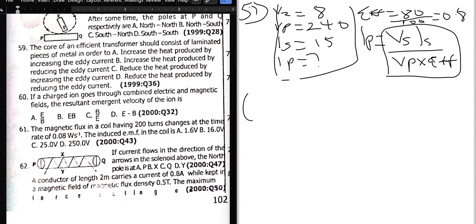All right, 61. The question says the magnetic flux in a coil having 200 turns changes at the time rate of 0.08 webers per second. The induced EMF in the coil is what? So we're looking for the EMF.